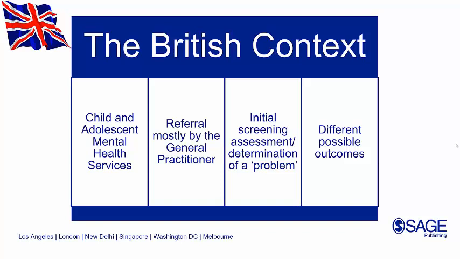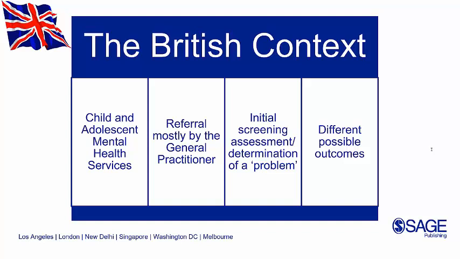So just to give you a little bit of context, the data that we collected was British data, so it occurred in the British context. And over here we have specialised child and adolescent mental health services that are not that different to other mental health clinics around the world. When parents are concerned about the mental health of their child, if they think their child has got some kind of mental health difficulty, they go to the general practitioner who does a referral to this clinic. And what happens then is they have an initial screening assessment to determine whether there is or isn't a problem.